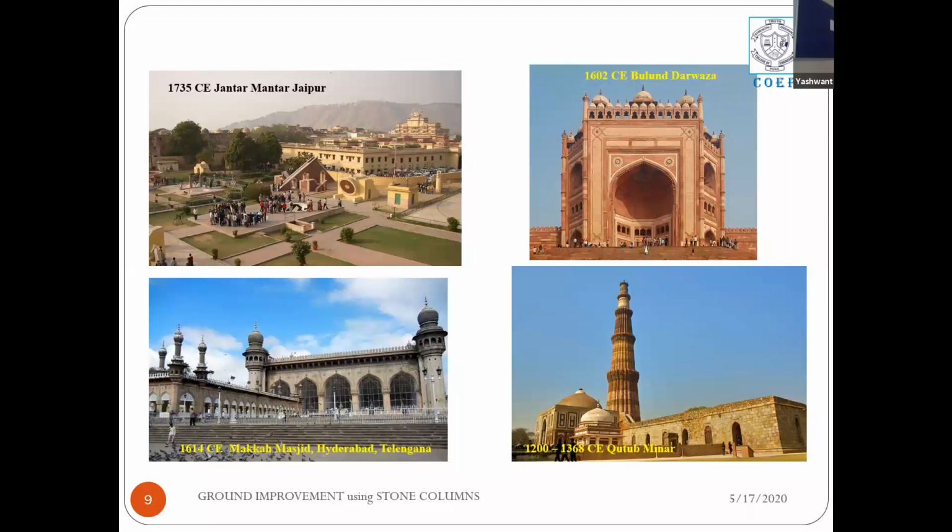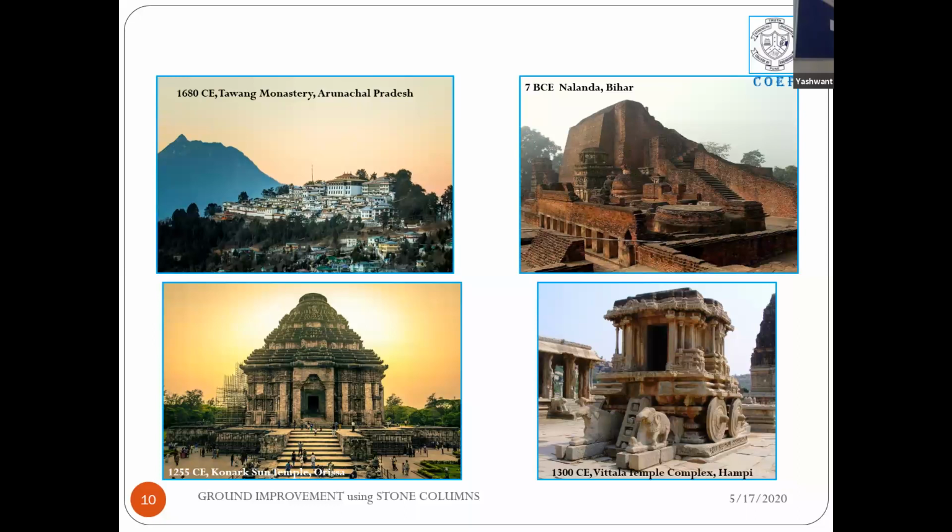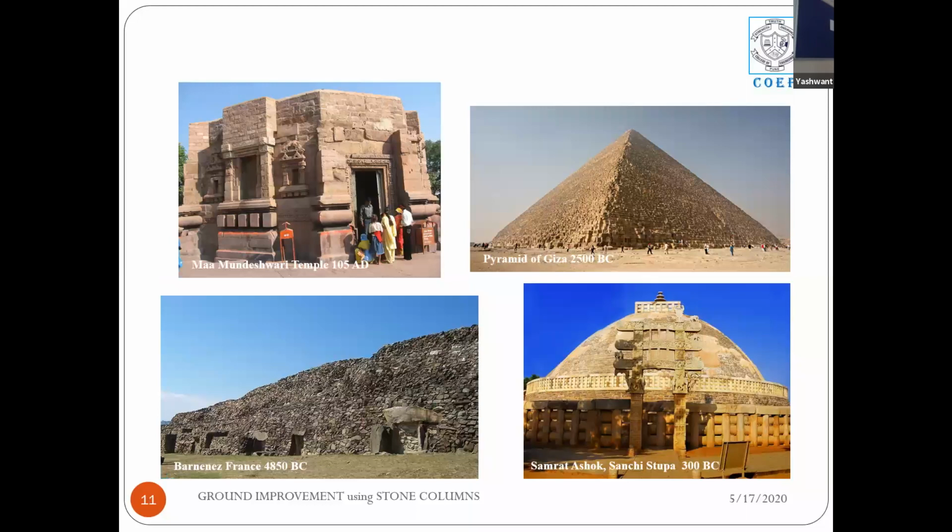Now here you have this particular Tawang monastery in Arunachal Pradesh. It was constructed in 1680. Then, from the 7th century BC, we have Nalanda still standing there with pride. The temple at Hampi and the famous Sun Konark temple of 1255. Few more magnificent structures: the oldest existing temple in India, of 180 AD, of Ma Mundeshwari.